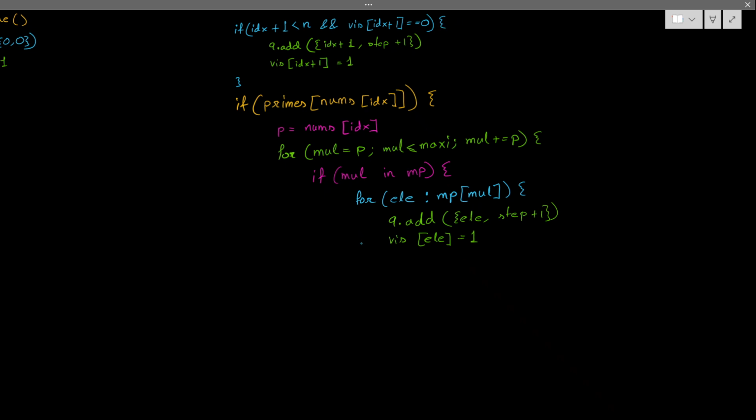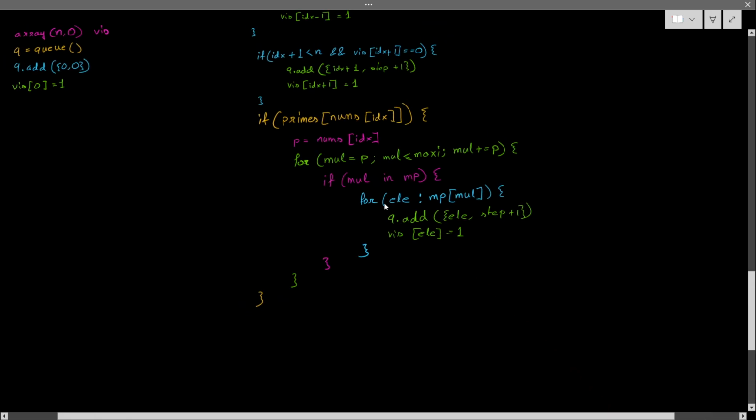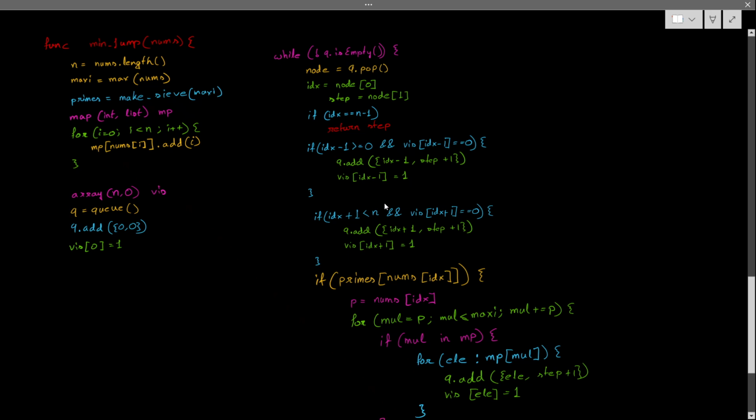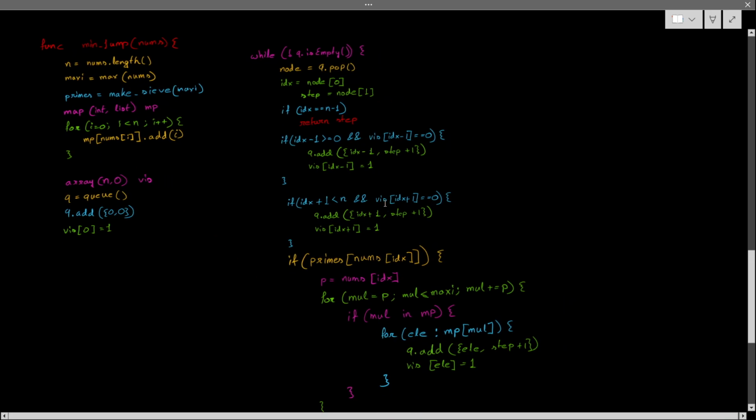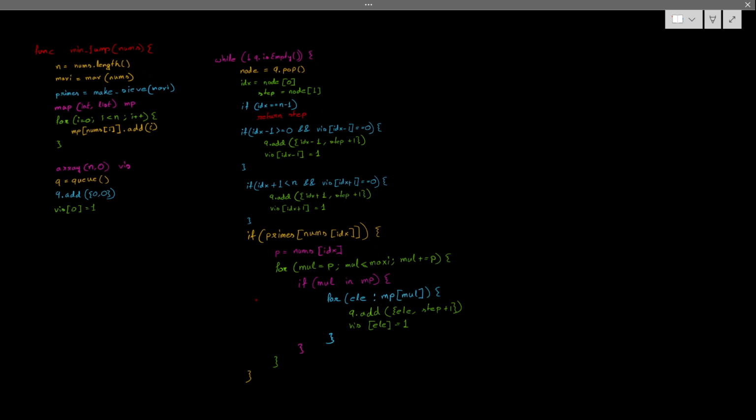The for loop ends here, the if condition ends here, the outer for loop also ends here, and this element also ends here. Okay, got it. So this is the whole pseudo code, and you can see my function also ends here. The main function minJump also ends here.